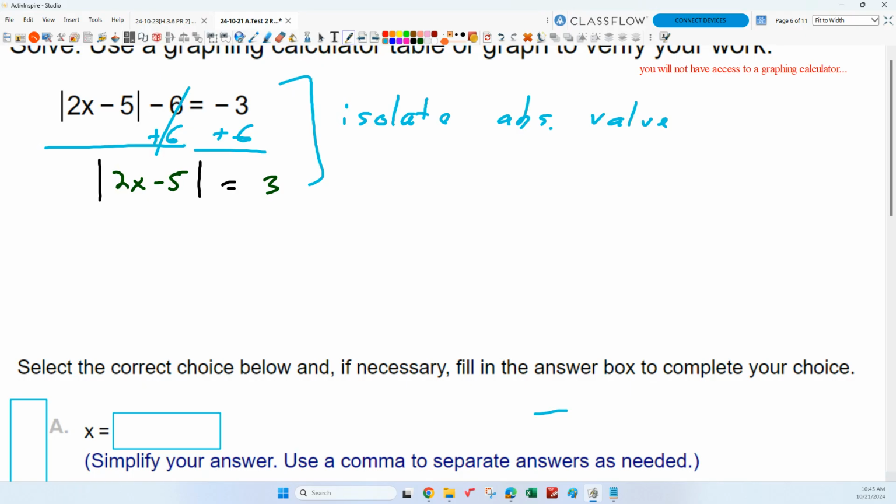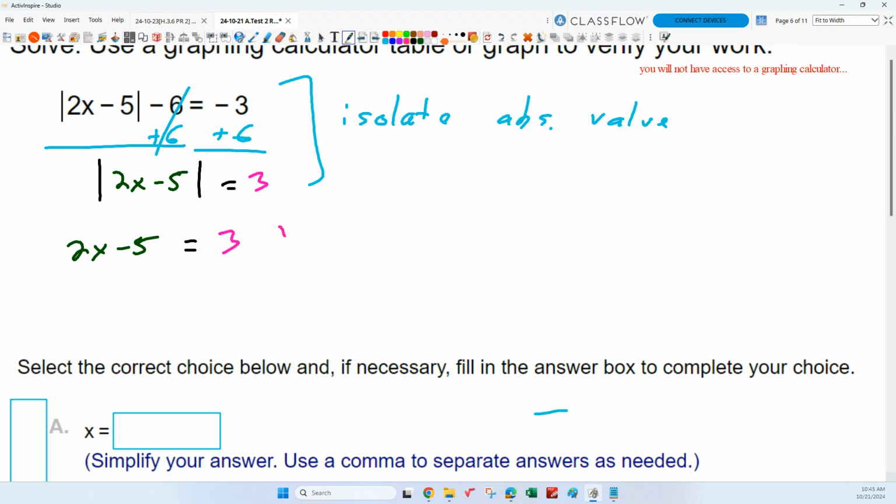Okay, once we've got the absolute value isolated, what's next? Oh, you know what? I wanted that to be the other color. Got to stick with my color scheme, so that was a 3. Now what do we do? After we isolate the absolute value, next part is? Okay, but what do we have to do? Good, we're going to split it. Okay, we split it. So we get whatever's inside is either 2x minus 5 equals what? What's one possibility? Could equal positive 3.